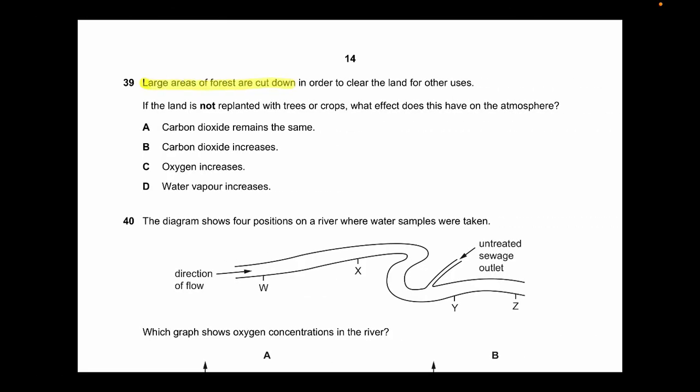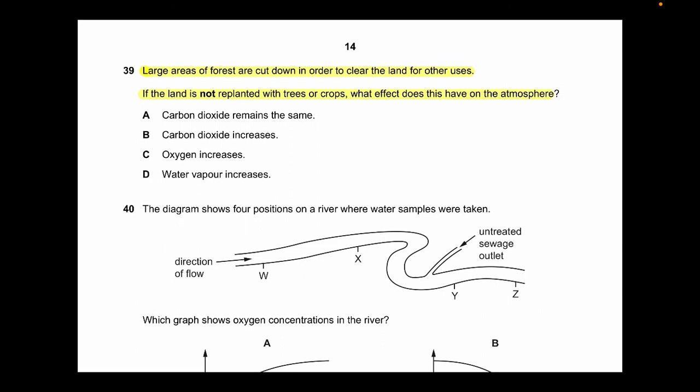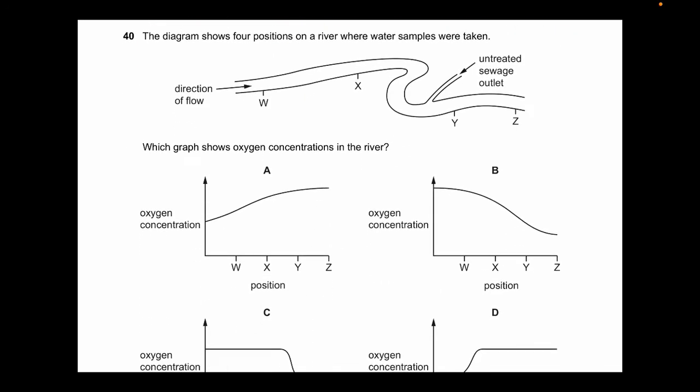Large areas of forest are cut down in order to clear the land for other uses. If the land is not replanted with trees or crops, what effect does this have on the atmosphere? All right. If we do not replant with trees, then carbon dioxide will not be absorbed. So carbon dioxide concentration will definitely not remain the same. It will increase. Oxygen concentration will decrease. Water vapor may decrease or increase. So B, carbon dioxide will definitely increase. 39B is the correct answer.